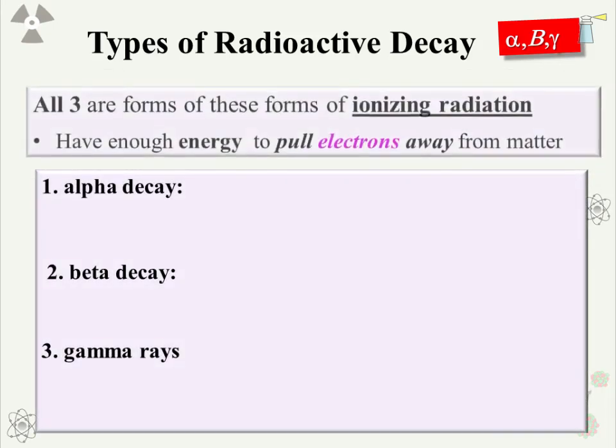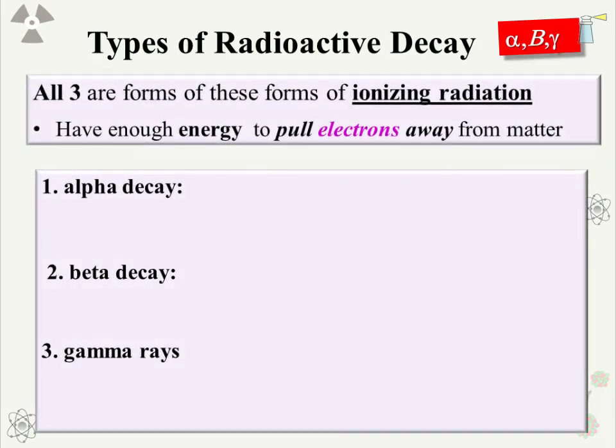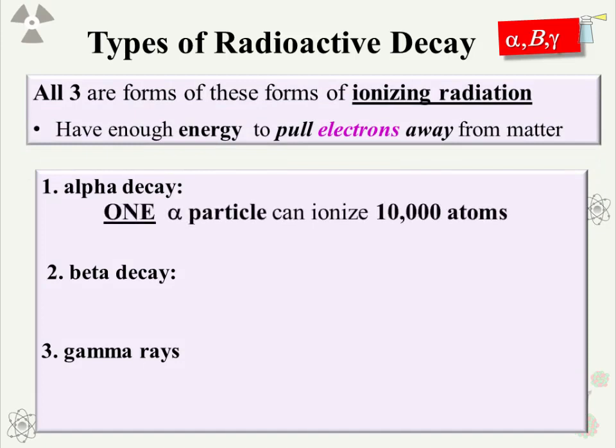The second important feature of the decay particles is their ability to form ions or free radicals. For the alpha decay, one alpha particle can ionize 10,000 atoms. It has a low capacity to penetrate, but a very high capacity to ionize.